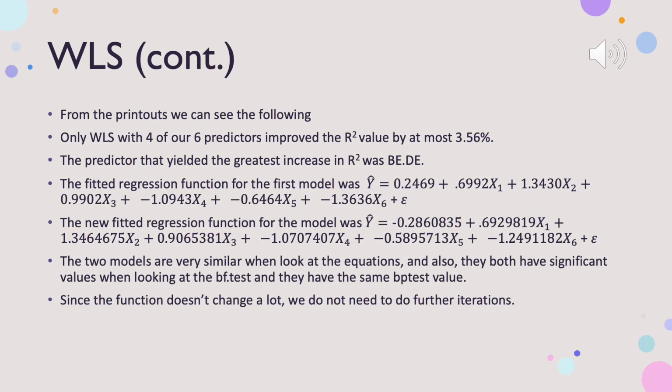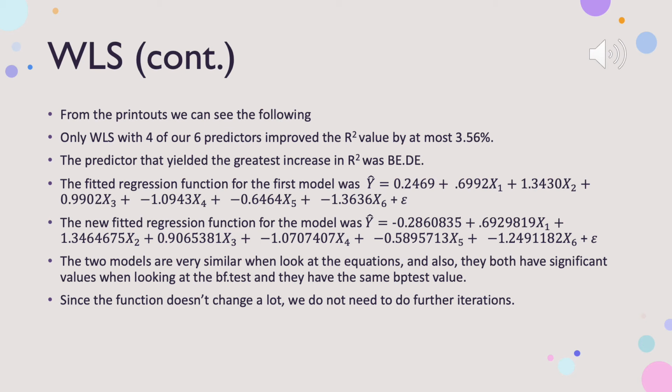From the previous printout, we can see the following. 4 of our 6 predictors improved the r-squared value, but only by at most 3.56%. The predictor that yielded the greatest increase was block errors and dig errors, as noted. Our old model is listed here, and the new model with the fitted values is listed below.